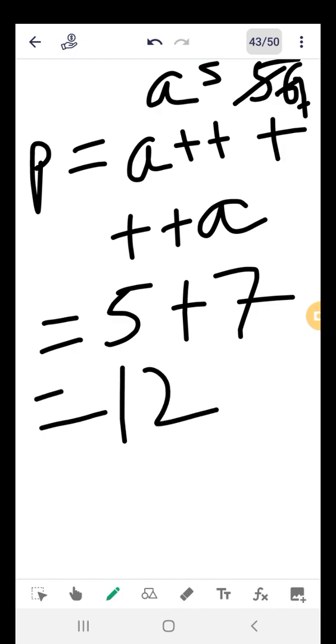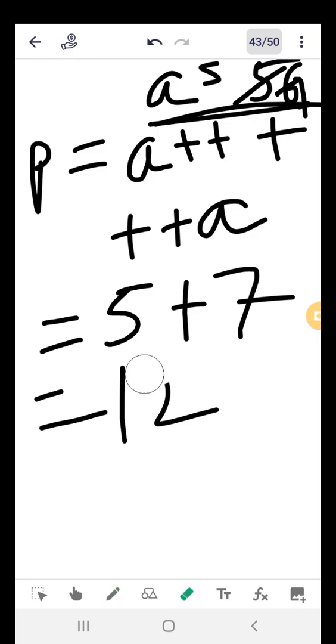You got it? If it is A plus plus, that means first we will use the previous value of A, we will write it down, then we will increase the value of A. Then again, if plus plus A is given, first it will be increased, then you will use that value, otherwise it will be different.